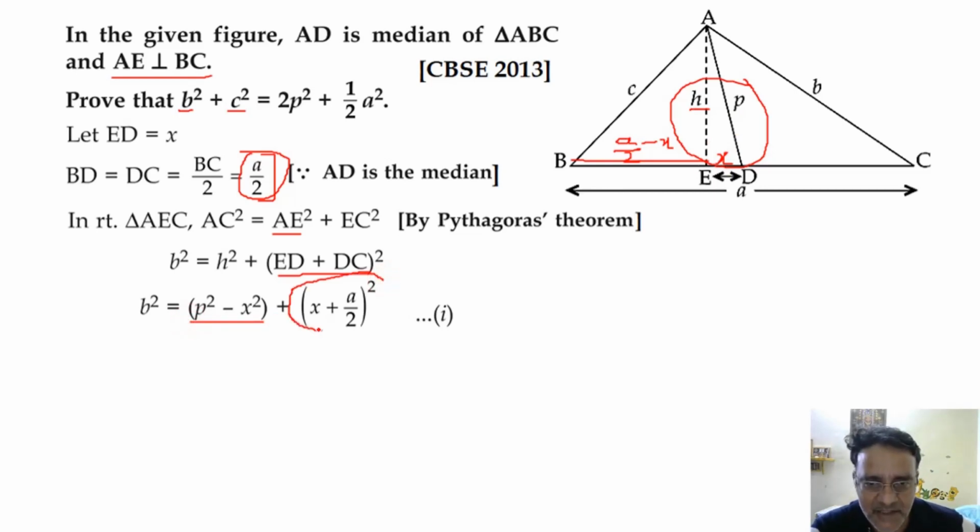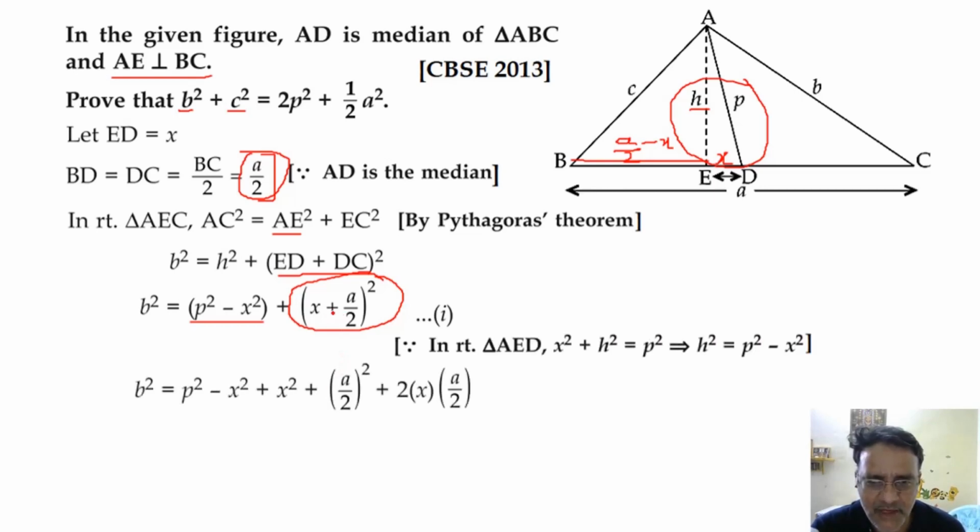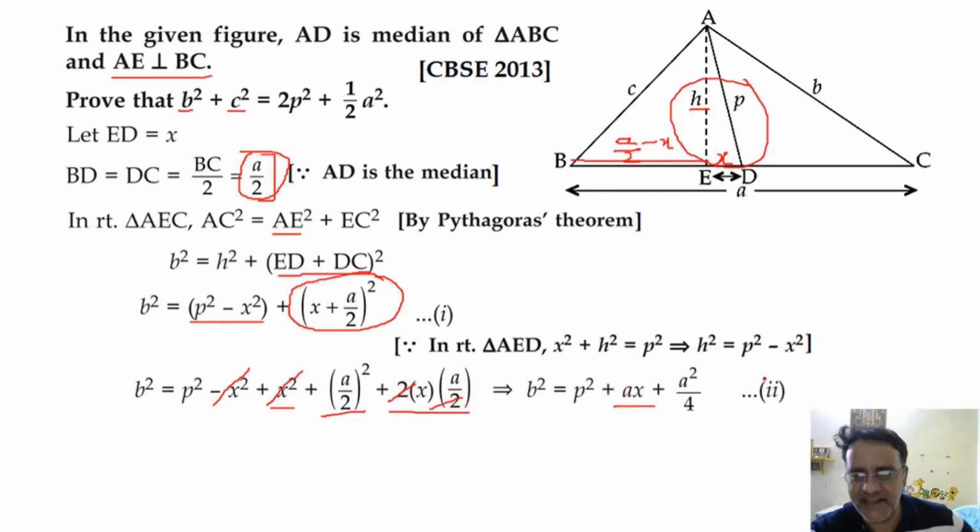Now expand this one. If you expand, what will you get? A square by 4 plus X square plus 2 times A by 2 times X. Now see, this X square will be cancelled, and what are we going to get? P square plus A square by 4, and this 2 will be cancelled, and we'll get AX only. Whether this second equation is clear to all of you? Yes, sir.